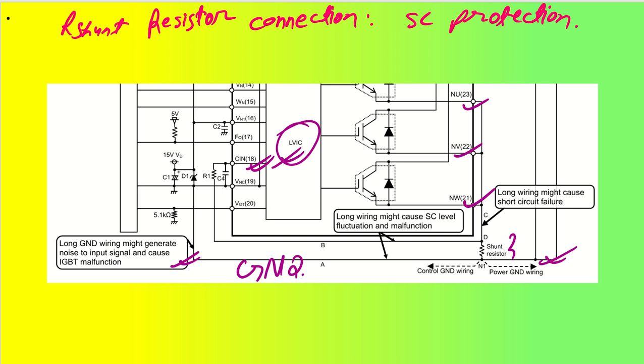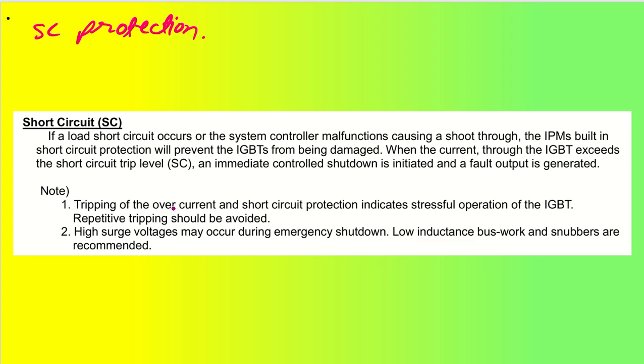Now we'll talk about how the short circuit sequence occurs. So before that, if you talk about short circuit, what happens is if a load short circuit occurs, like my motor phase has shorted or something like that, excessive current is flowing through the IGBT. So in that case, what happens? The system controller malfunctions, causing a shoot through, that is very high current flows through the IPM. So the IPM built-in short circuit protection will prevent the IGBT from being damaged. That's the best part that is there in the IPM. When the current through the IGBT exceeds the short circuit trip level, which is SC, an immediate control shutdown is initiated and the fault output is also triggered.